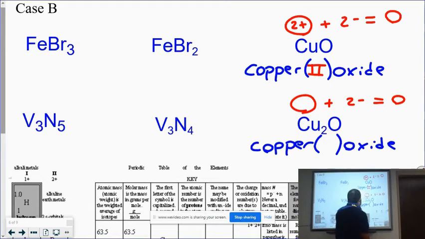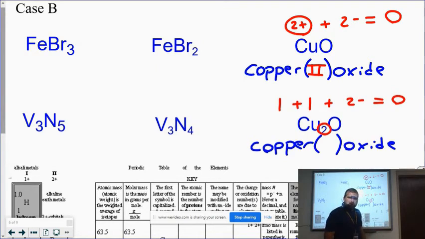This is a little more confusing. And I could set this up like algebra if I want to. Some kids will like that. Some kids won't. At the end of the day, we know that this must be 2 plus. But each copper, since I do have 2 coppers, each copper must be 1 plus. So really, it turns into 1 plus 1 to get 2, then the negative 2 to get to 0.